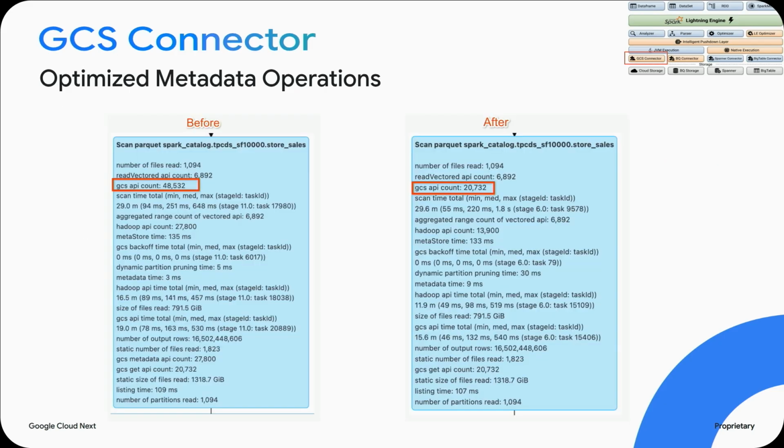And here is the impact. So this is the store sales table that is being scanned. And you can see the number of API calls is just half. So this is not only optimizing the performance, but if you look at your GCS cost, you'll see just 2x reduced cost with the Lightning engine.